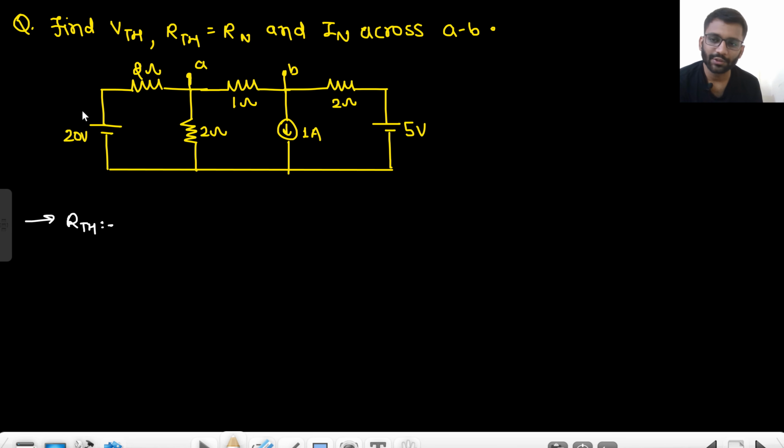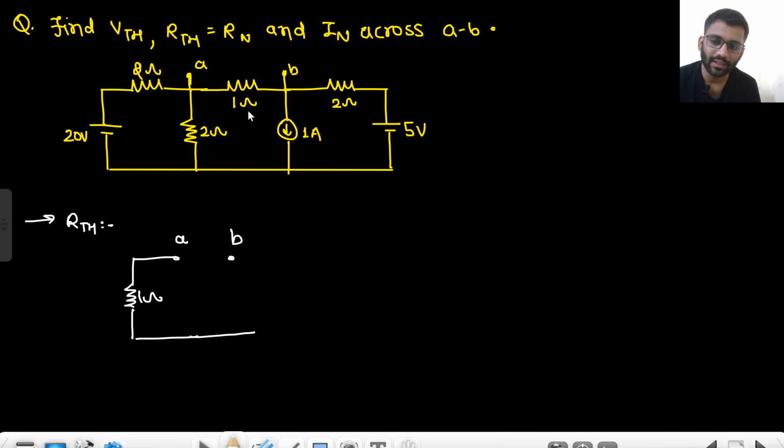So what you will do? Short circuit this and short circuit this, open circuit this. All are independent sources. You will short circuit this and open circuit this. So what will happen? Can I write it directly? If I short circuit this, 2 ohm will come in parallel. So I will see 1 ohm resistance here across A, 1 ohm, right? Because this 2 ohm will come in parallel.